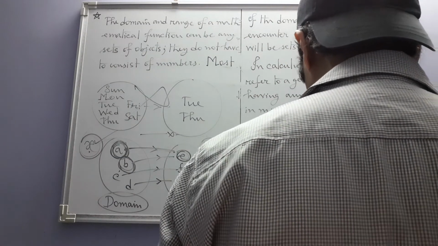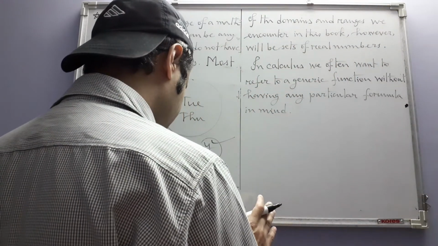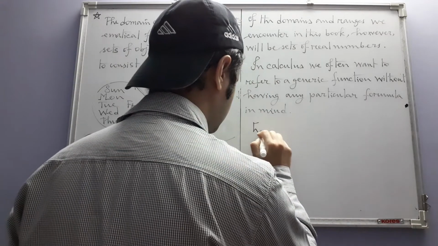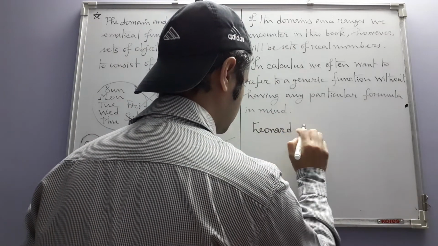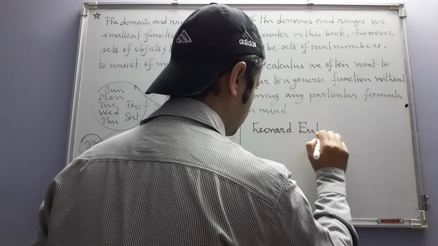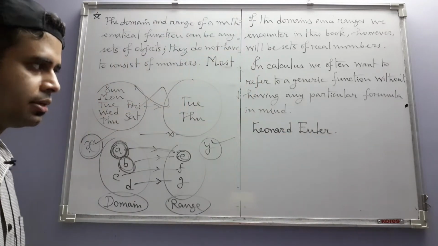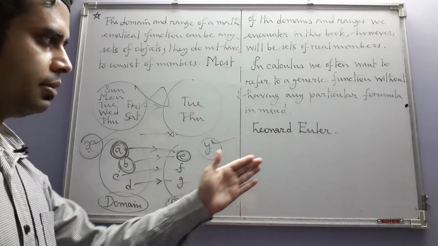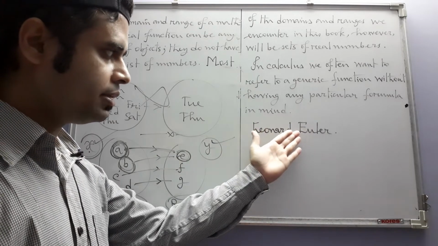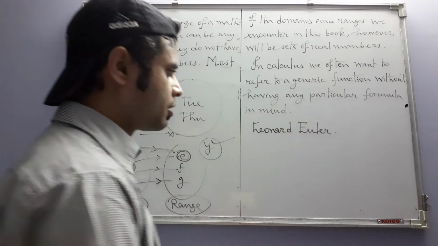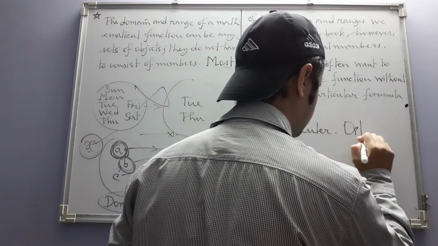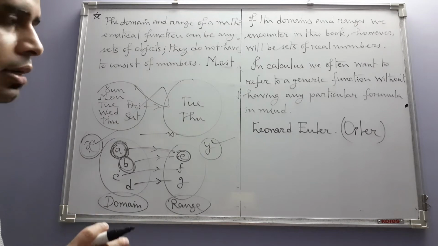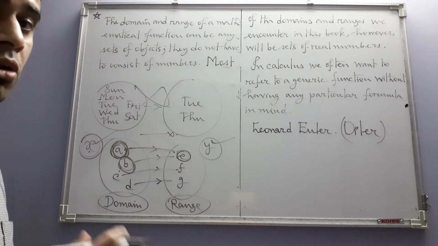And the symbolic way was given by the mathematician Leonhard Euler, the Swiss mathematician, extremely famous and prolific mathematician. Although the spelling is E-U-L-E-R, it's pronounced Euler. Many people wrongly pronounce it differently, but that is incorrect.